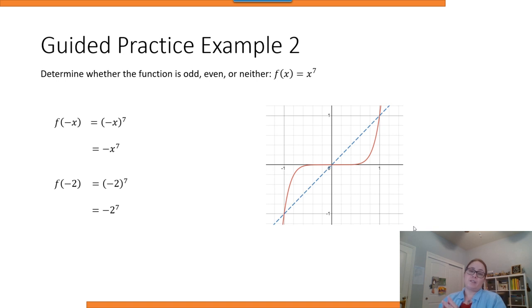You can also graph it. So here's a picture of the graph of x to the 7th, and I also drew the line of y equals x because I'm suspecting that it's odd, and I can see I have that same symmetry going on about the origin that we had with x cubed. So this is definitely an odd function.